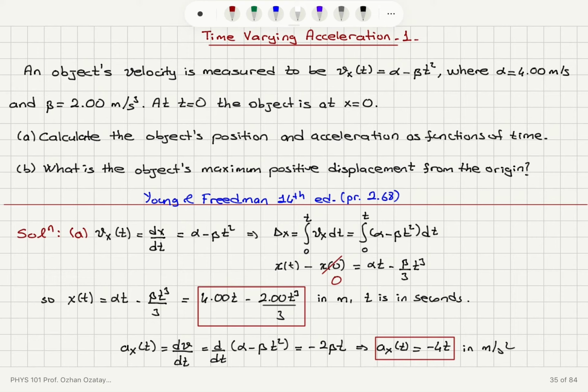Okay, so we had a velocity as a function of time, alpha minus beta t squared. When I take its derivative, I obtain acceleration as a function of time. So I have a time varying acceleration, minus 4t. And the position is just the integral of velocity with respect to time. From time t equals 0 to time t, I obtain position as a function of time, alpha t minus beta t cubed over 3. Then I substitute for alpha 4 and beta 2.